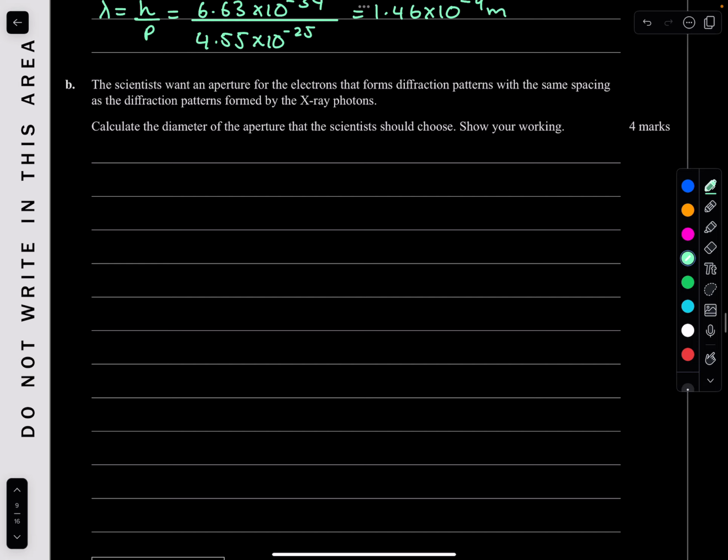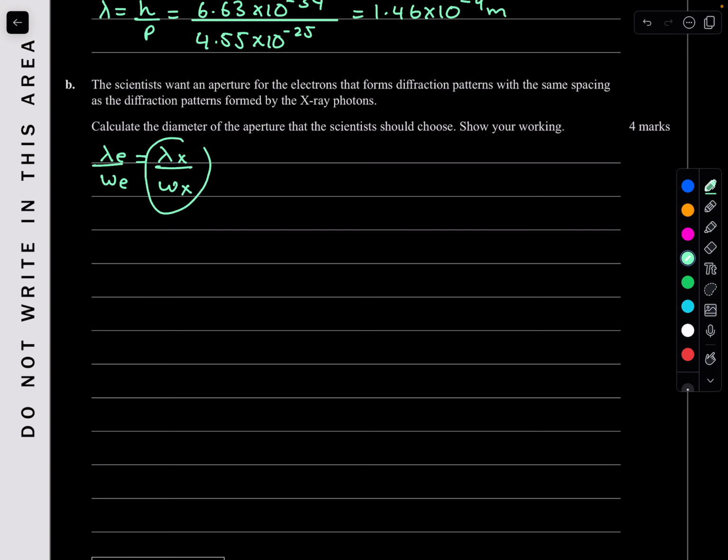Now let's think about this. We know that diffraction is what? It's your wavelength over your width. So if I want the same diffraction pattern, let me write that down. Your diffraction, which is your wavelength over your width for the electron. Let's write E for these two. So your wavelength of the electron over the width of the electron should be equal to your diffraction of the X-ray. So X, and your wavelength of the X-ray.